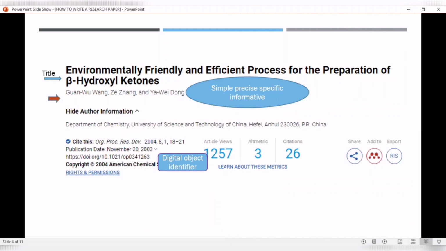paper, so that just from reading the title, the reader will get to know what your paper is all about, what your research is all about. So it is better to include one or two keywords from your research paper.